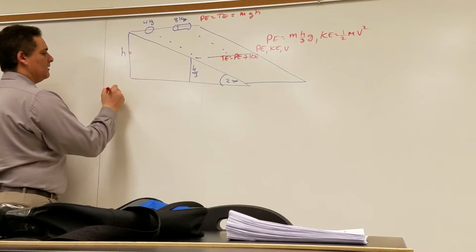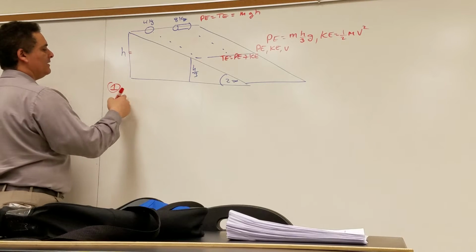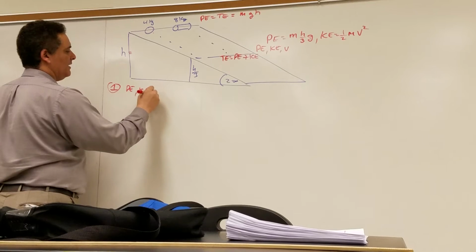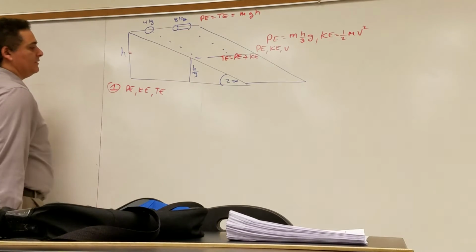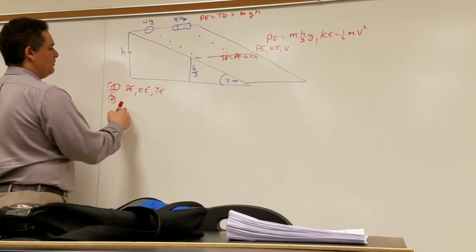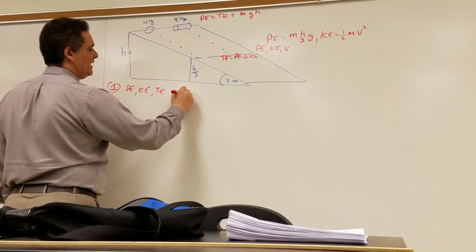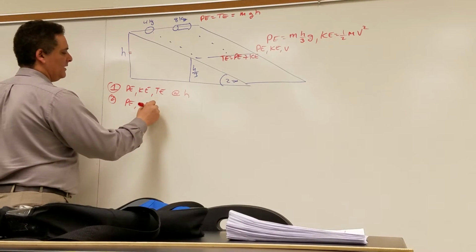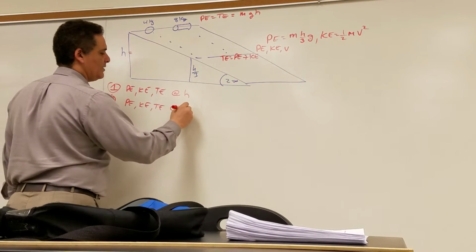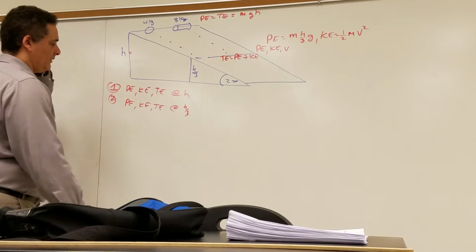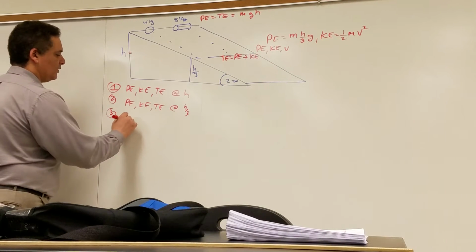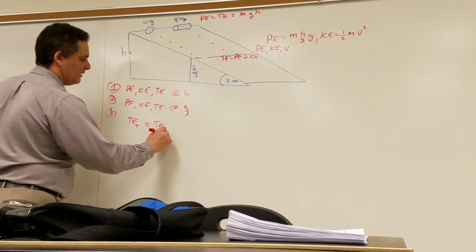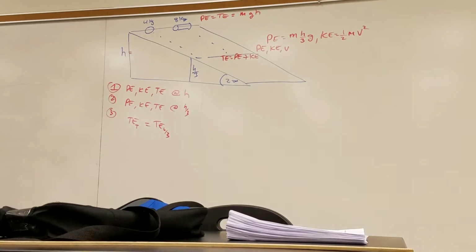Step 1, we find the potential energy, kinetic energy, and total energy at the top, at h, which we did. Step 2, we find the potential energy, kinetic energy, and total energy at h over 3. The third step is we compare: the total energy at the top has to equal the total energy at h over 3, because energy is conserved.